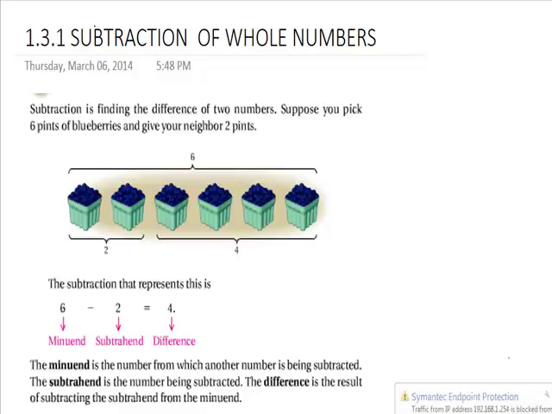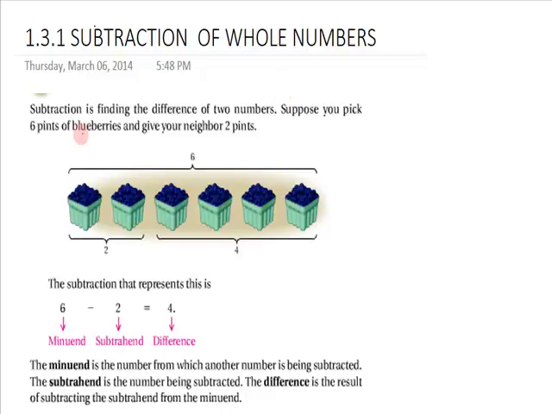Continuing with whole numbers, we're going to take a look at subtraction of whole numbers. Now with the subtraction, once again, we're not going to use a calculator. I do want to make sure that you are familiar with some vocabulary. Subtraction is finding the difference of two numbers.